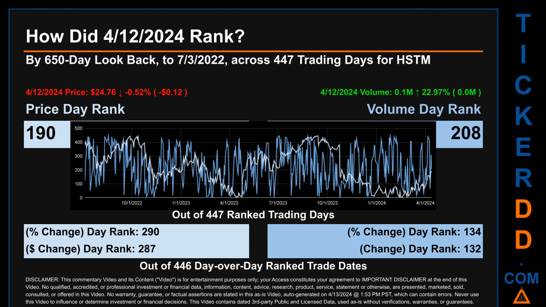The price's day-over-day percentage change, dropping -0.52% on the 12th of April 2024, had a day rank of 290 while its dollar difference of -12 cents had a rank of 287 when compared day over day across 446 trading days. Volume's percentage change and difference were ranked respectively at 134 and 132.